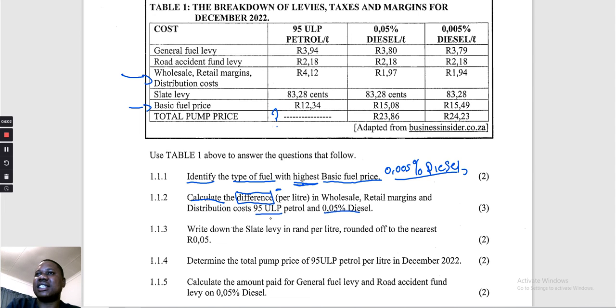So we are going to check how much is the wholesale for the 95. We have 4.12. Then for the difference, we minus the price of the wholesale for the 0.05. So 0.05 is here, let's check how much it is. It is 1.97, meaning that we subtract 1.97. And how much do we get? 4.12 minus 1.97 gives us 2.15. That is 2.15 rand. Okay, now let's go down.